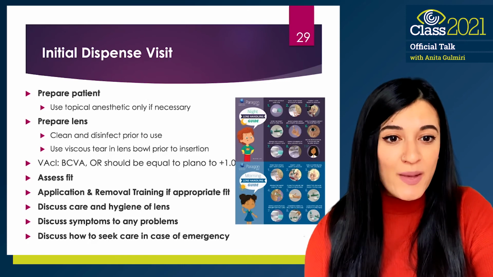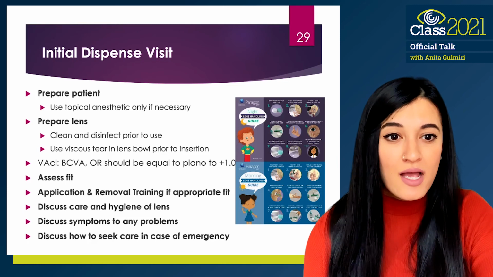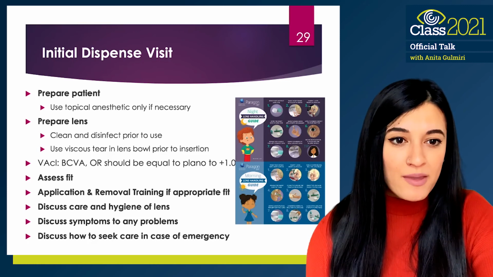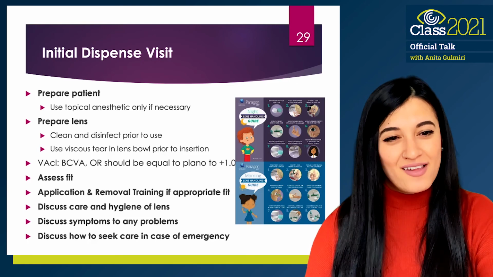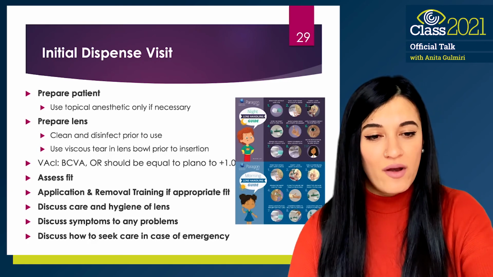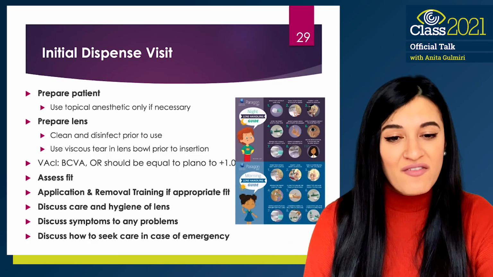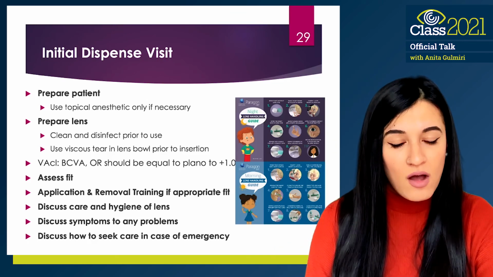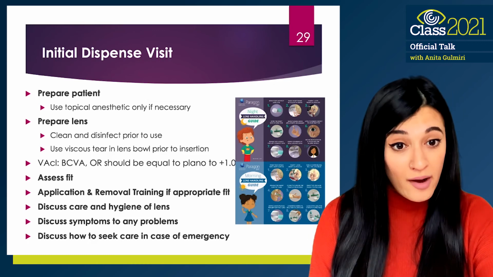So during the dispense visit, we follow this protocol here, and I'm just going to quickly summarize this. First, we prep the patient with topical anesthetic. We don't always do this, but I find that it makes the transition to wearing these lenses a little bit easier. We ensure that the lens is clean and disinfected, of course, before we put the lens on. We do use a viscous, non-preserved artificial tear in the lens bowl prior to insertion.